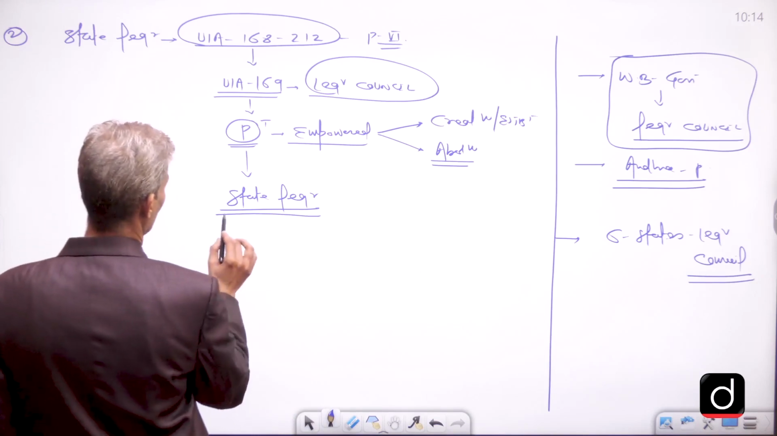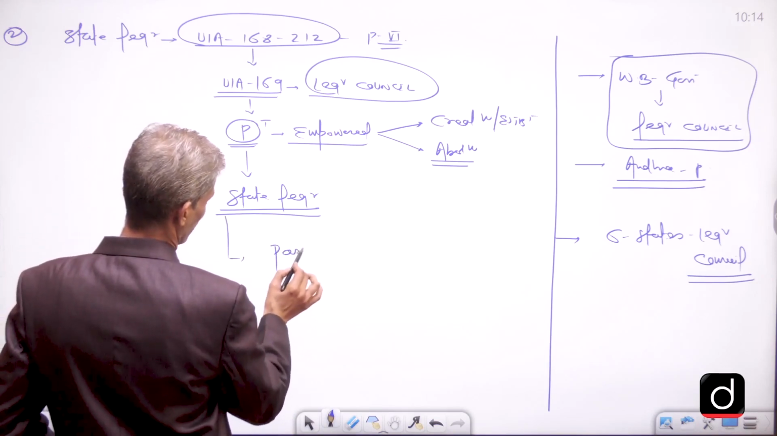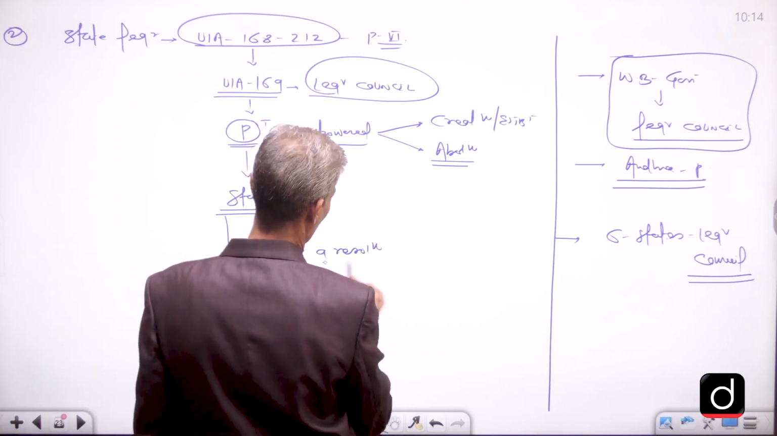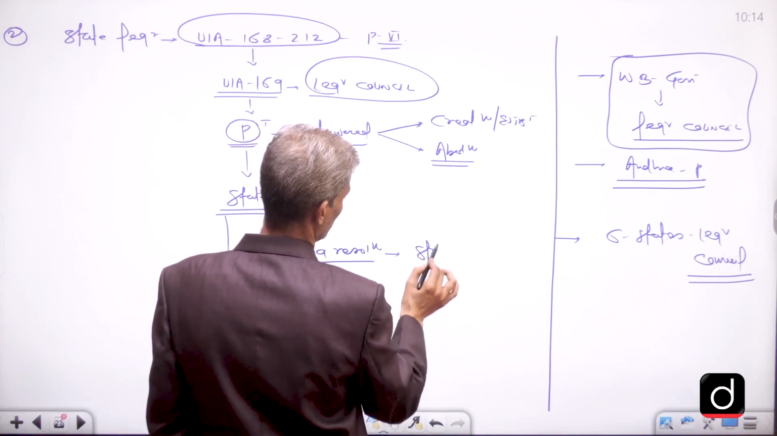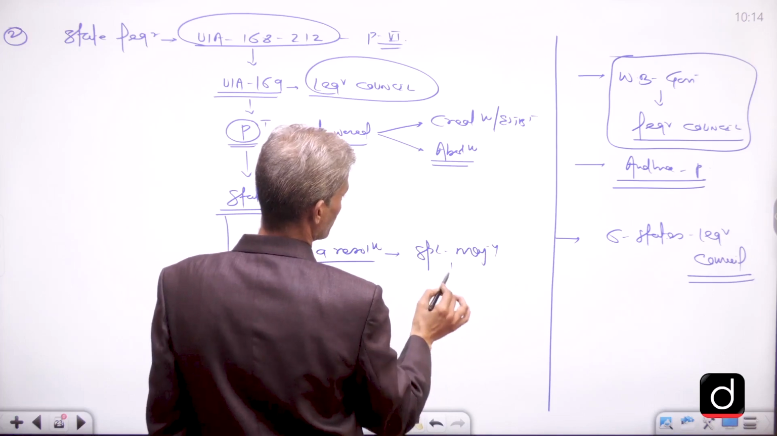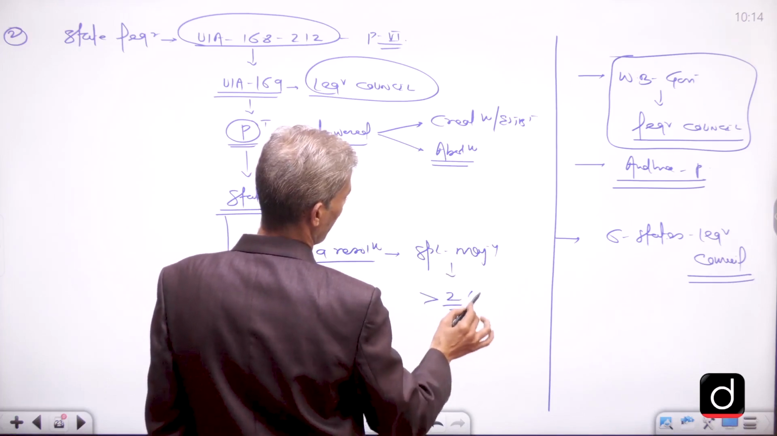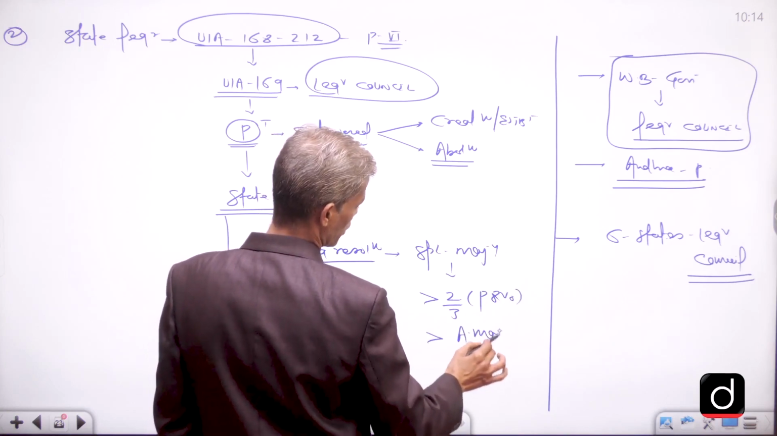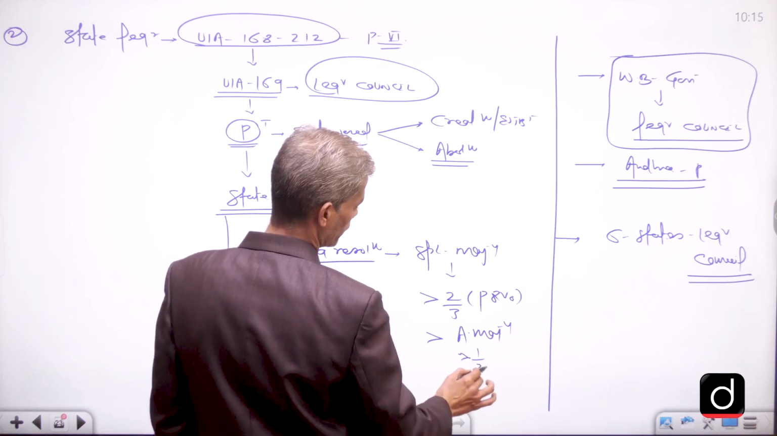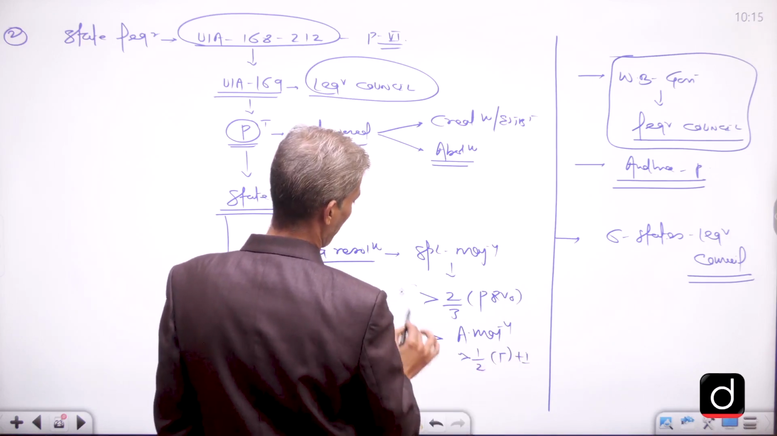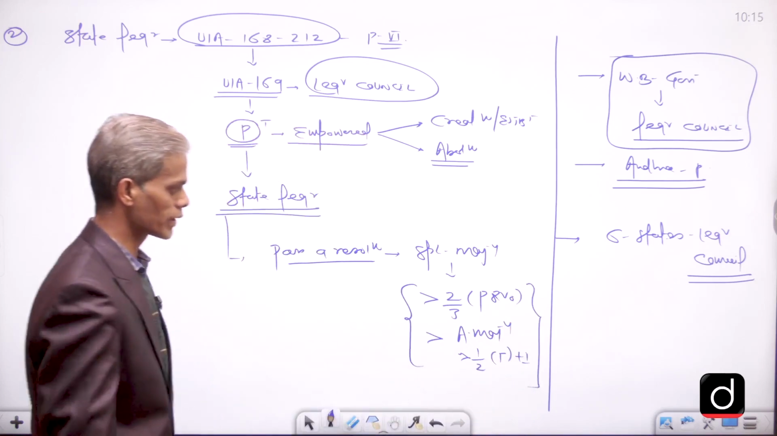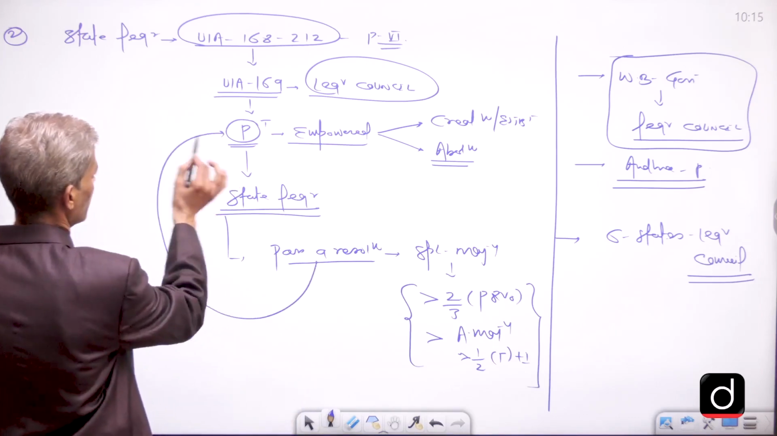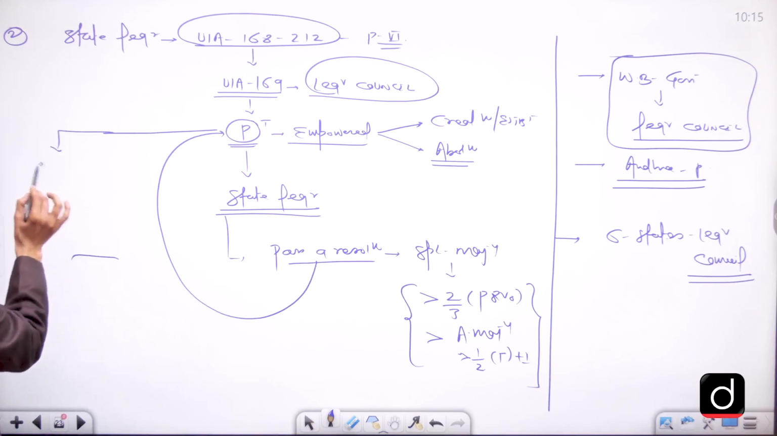So what does the state legislature have to do? They have to pass a resolution seeking the creation, establishment or abolition by a special majority. When we say special majority, this majority is greater than 2/3 of members present and voting, plus it must be greater than the absolute majority. Absolute majority means greater than half of the total membership. You have studied about this majority. This is the majority needed to pass that resolution, and once it is passed, it goes to the parliament, where it has to be passed by simple majority.